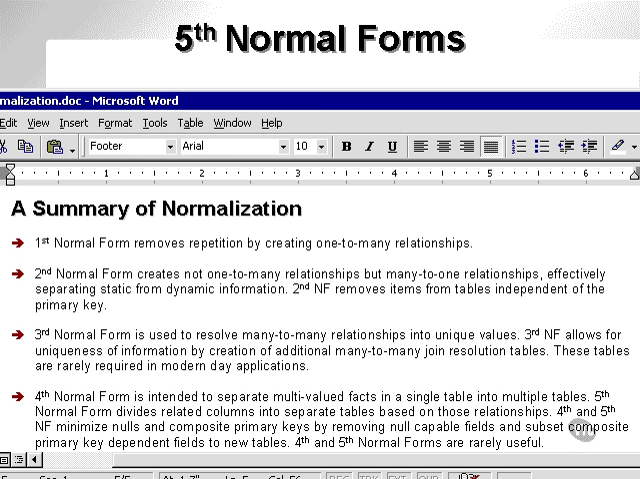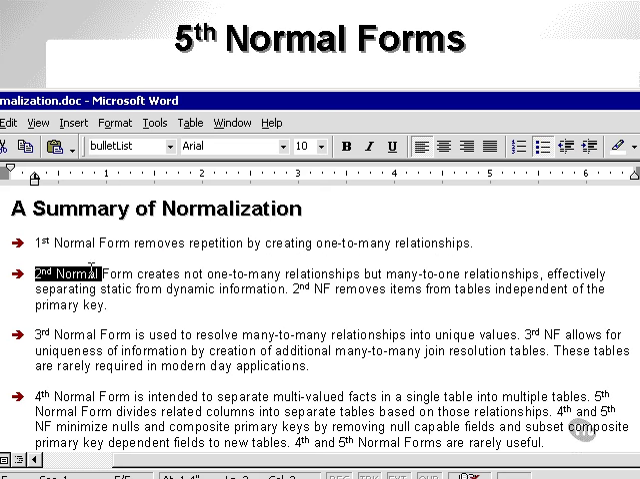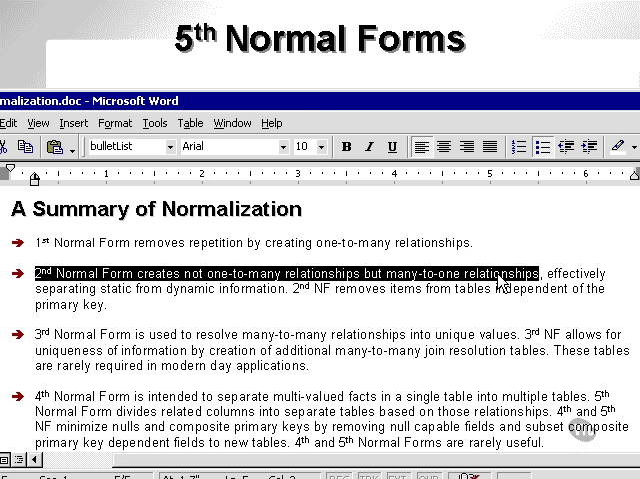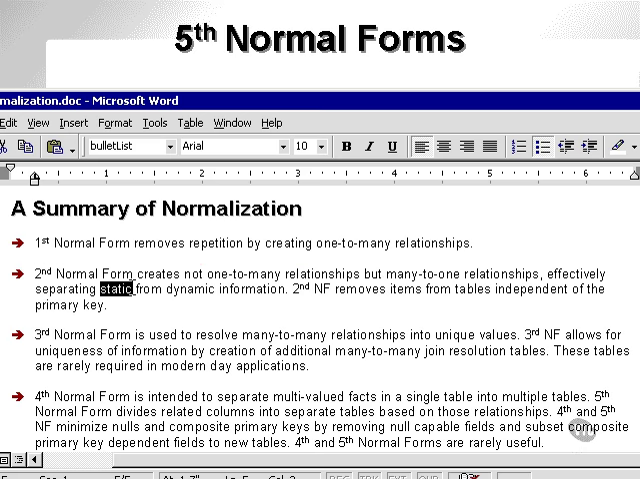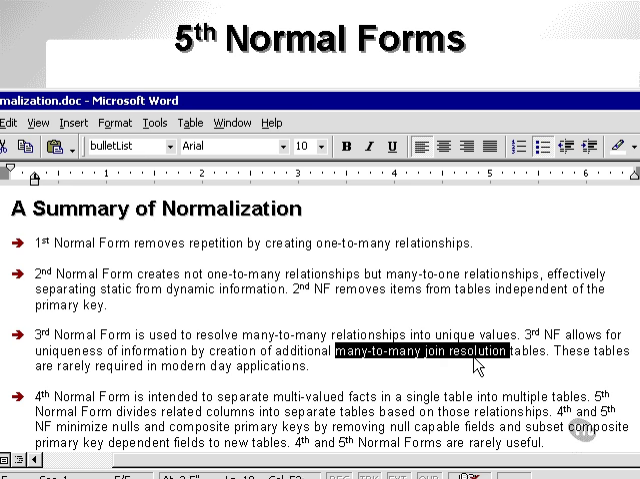So what can we say about the different levels of normalization? How can we summarize? First normal form removes repetition by creating one-to-many relationships. Second normal form creates not one-to-many relationships, but many-to-one relationships in order to separate static and dynamic information. Third normal form is used to resolve many-to-many relationships into unique values, effectively creating many-to-many join resolution entities.